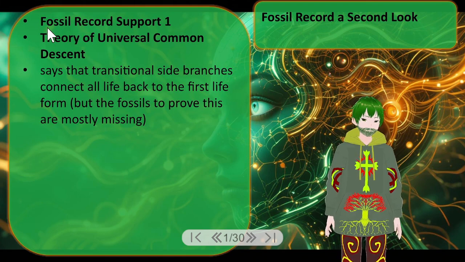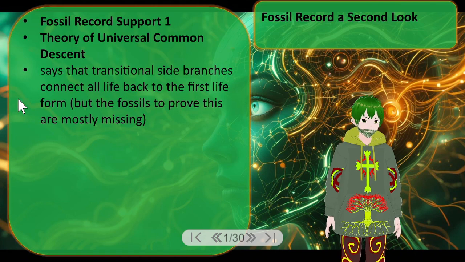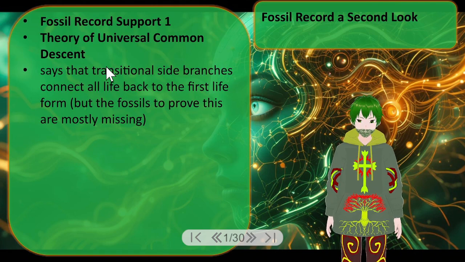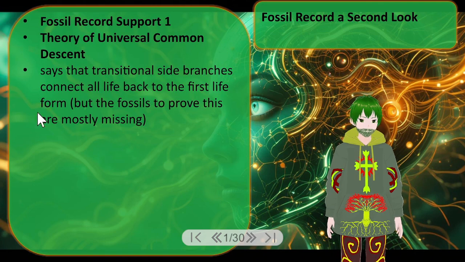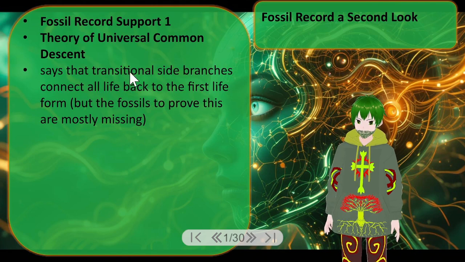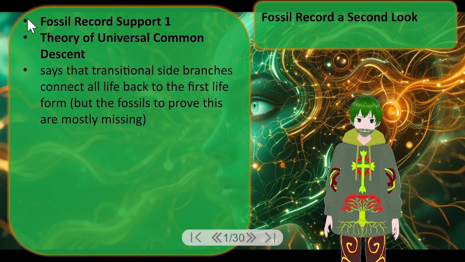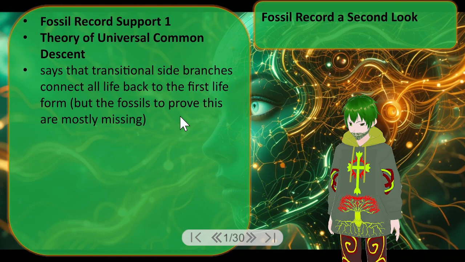So now we're going to look at the fossil record and whether or not it supports the theory of evolution. The theory of universal common descent is the idea that all organisms present today came from a single organism in the extreme distant past.